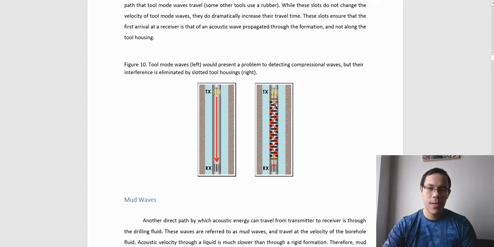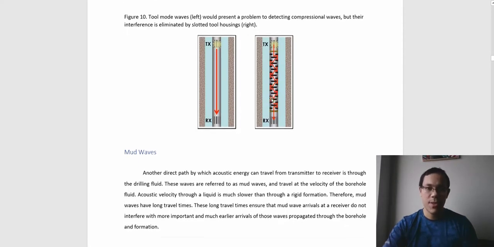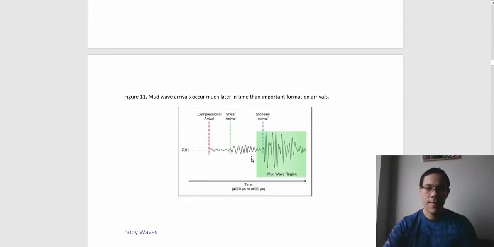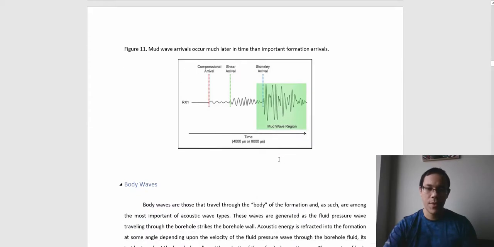This is an example of why the housing of this particular tool is machined with those slots: to make the path longer, so to make a greater time separation between the arrival of compressional and shear, so you will be able to read or identify it better. This is just one way of doing that. Other types of tools use elastomers or other types of material to isolate that. And again, the same graph showing you the region of the mode wave.